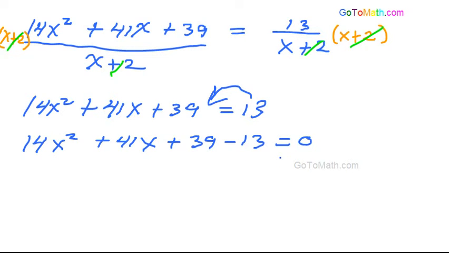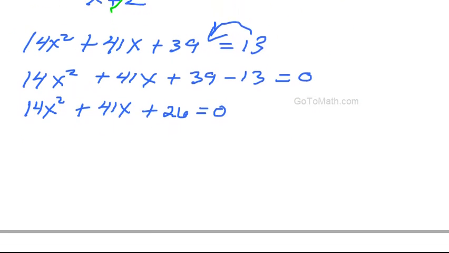So we have 39 minus 13 is 26. Is that right? Yeah, that's 26. Alright, so let's rewrite this again. So we have 14x squared plus 41x plus 26 is equal to 0.